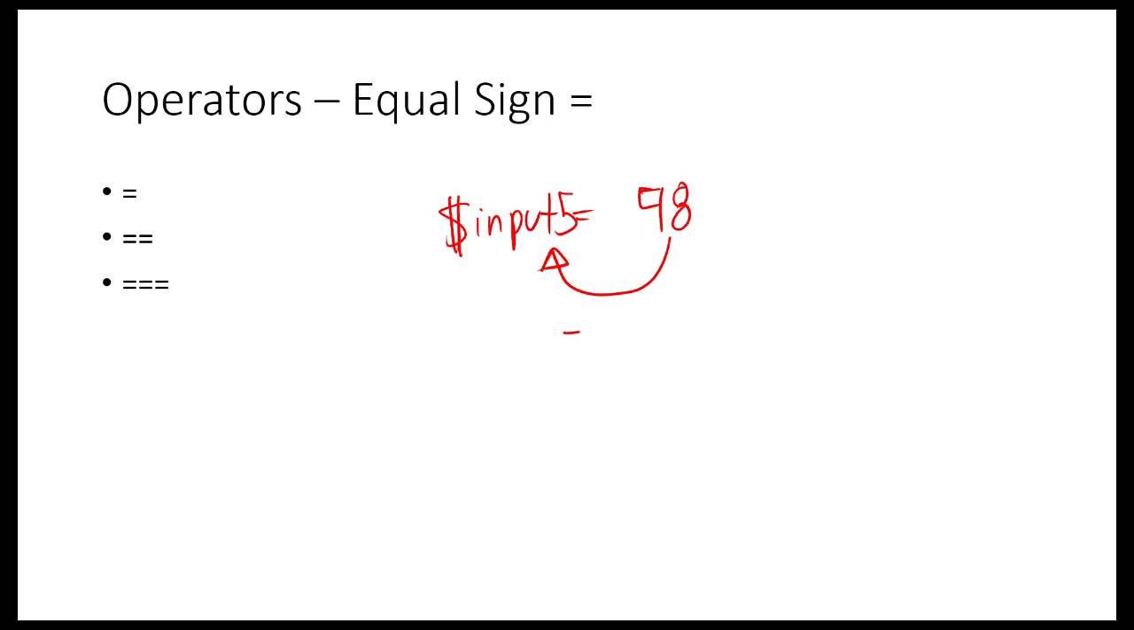We have two equal signs when we're comparing. So if I have input 1 and input 2, I want to know if they're the same. I put two equal signs, and then the computer knows I'm asking it a question.